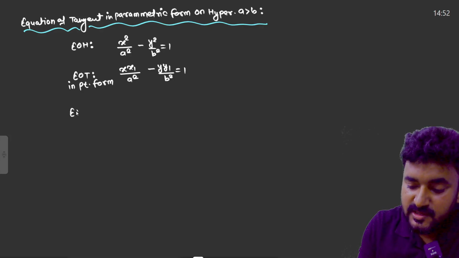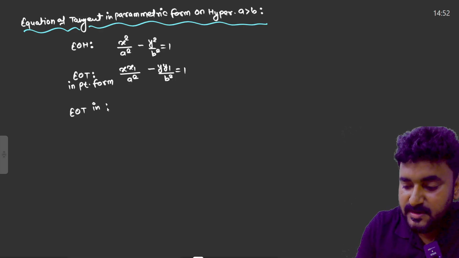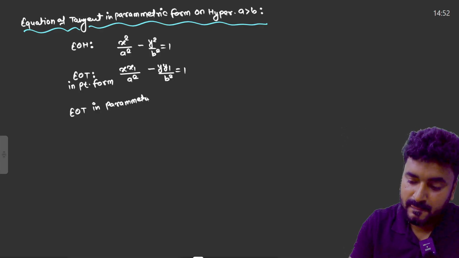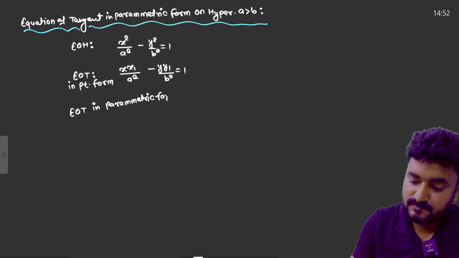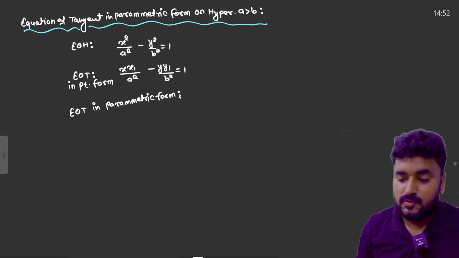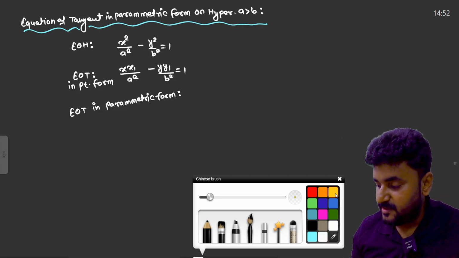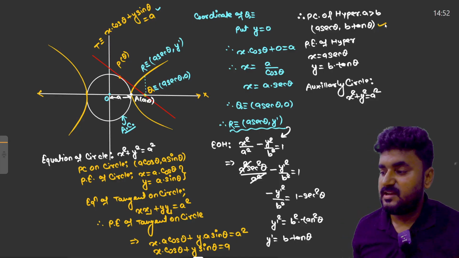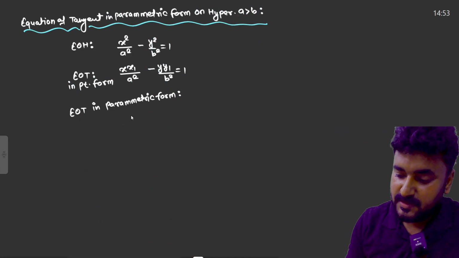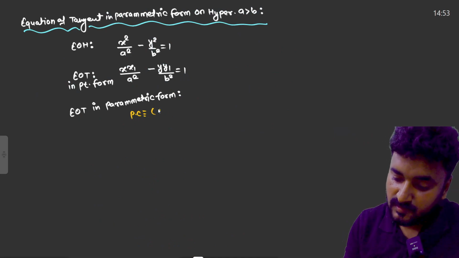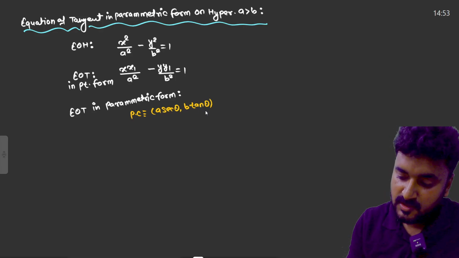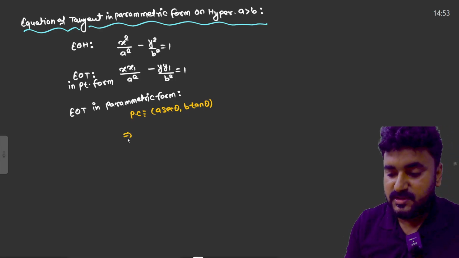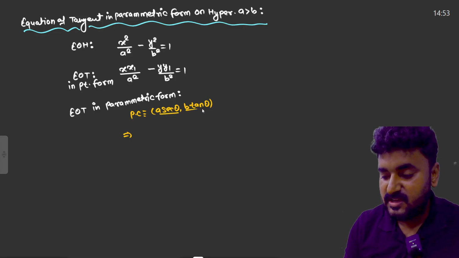Now I want to find the equation of the tangent in parametric form. For the equation of the tangent in parametric form, I'll take the parametric coordinate that we have written, a sec theta comma b tan theta. In place of x1 and y1 we can put a sec theta and b tan theta.